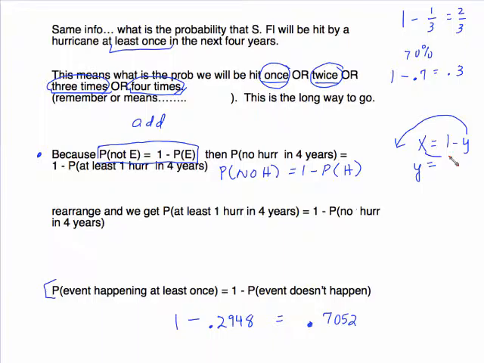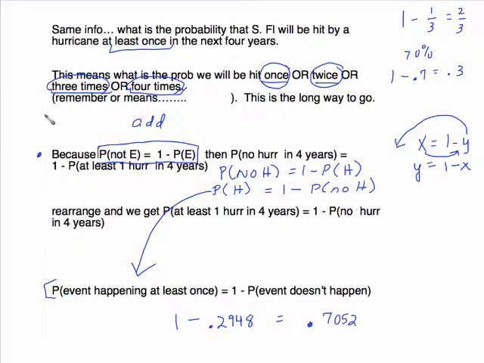At the same time, I want to bring the X over here, which makes this 1 minus X. So what I've done there is I've rewritten this so that the Y stands alone. Meaning with my hurricane stuff over here, this is now P of H, because I've moved that over here, equals 1 minus P of no H, which is what this says right here. The probability of at least 1 hurricane in 4 years equals 1 minus the probability of no hurricane in 4 years, which is this right here. The probability of it happening at least once is 1 minus the probability that it doesn't happen.